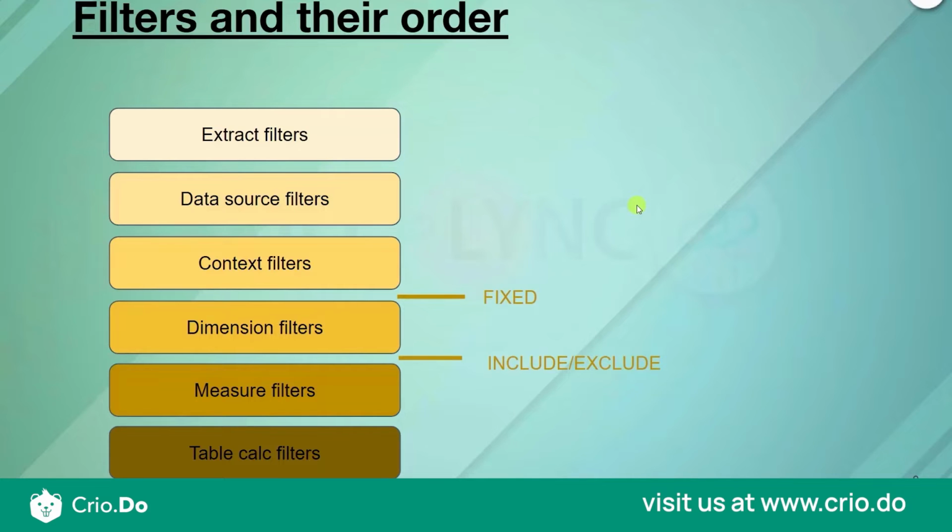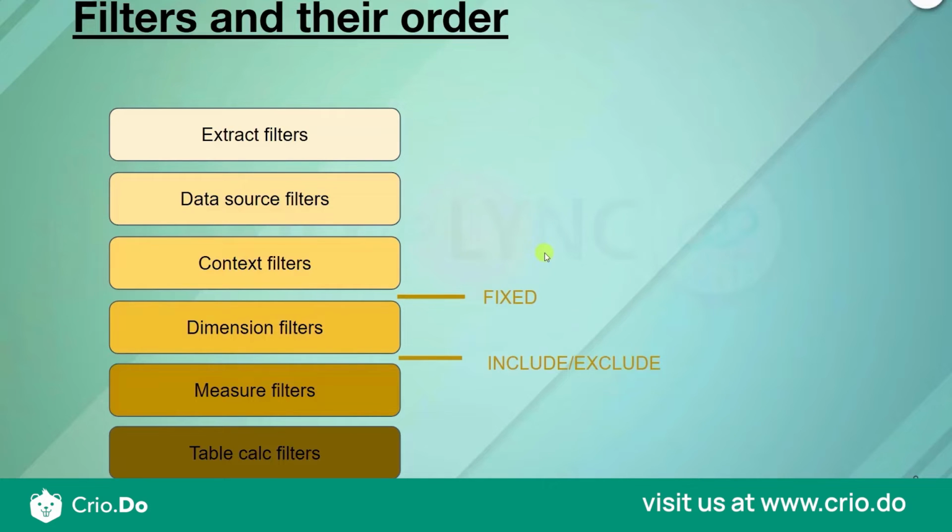If we have LODs as filters, a fixed LOD comes in between the context and the dimension filter. Later we have measure filters, and if we have an include or exclude LOD, this will come in between dimension and measure filters. At the last we have table calculation filters. We will discuss these fixed, include and exclude LODs in the coming sessions, but it is better to remember this order of filters: a fixed LOD goes between context and dimension, and an include or exclude goes between the dimension and measure filter.